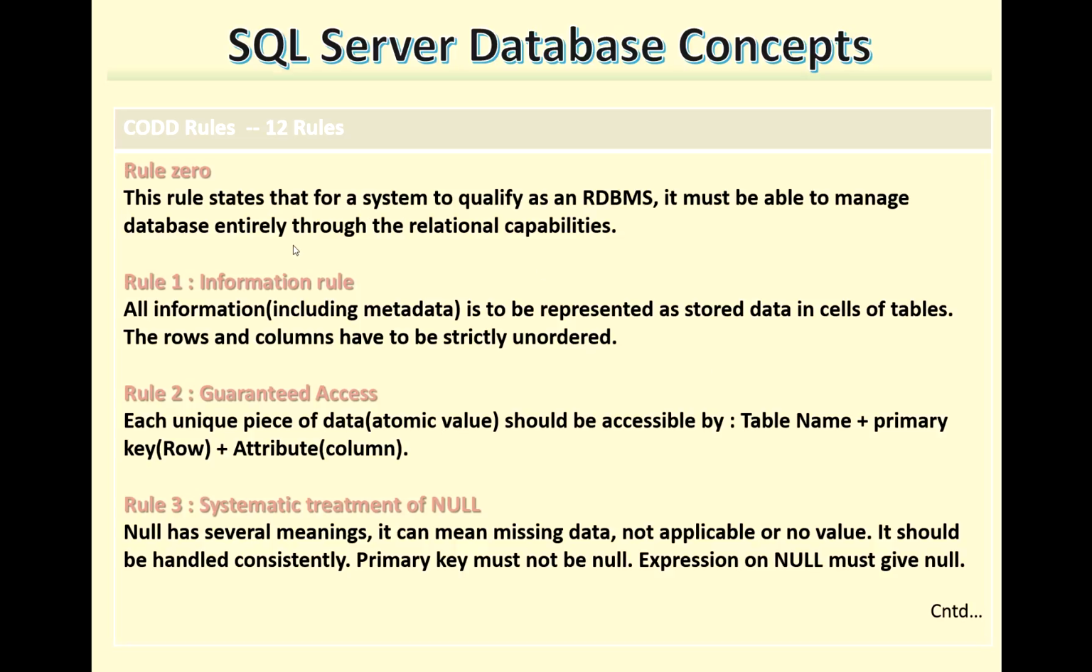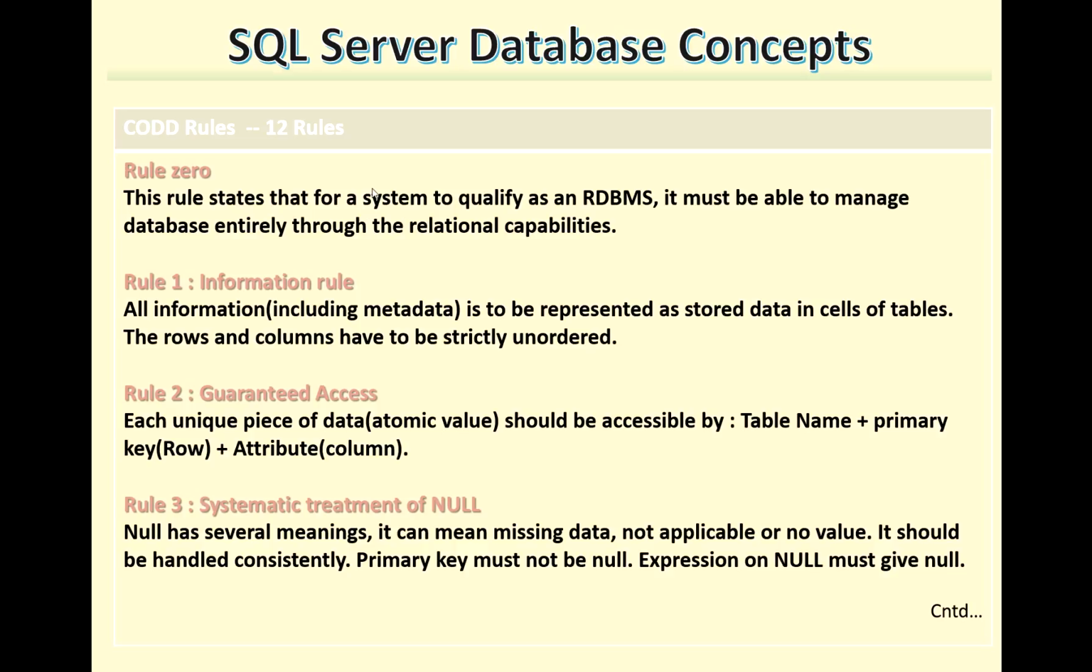Rule 0. Rule 0 is nothing but the basic rule. This rule states that for a system to qualify as an RDBMS, it must be able to manage the database entirely through relational capabilities. That means all the tables in that database should be relational, should be connected together. That means they should be logically related, or they should have relationships among the tables. Okay. That is the basic rule.